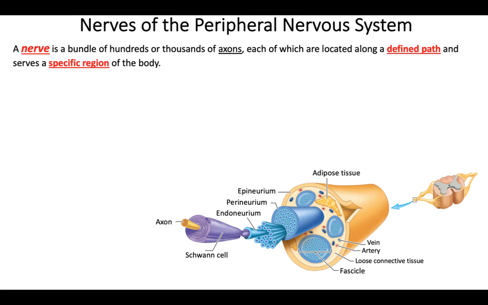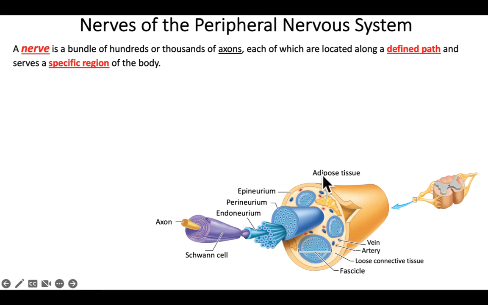So nerves all have one thing in common in that they contain a bundle of hundreds or thousands of neuron axons, each of which are located along a defined path. So we know where all our peripheral nerves are located. And they have a defined path because they serve a specific region of the body. And again, these nerves could have sensory neurons in them, or they could have motor neurons in them, or they could have both in them. It just depends on the specific nerve.